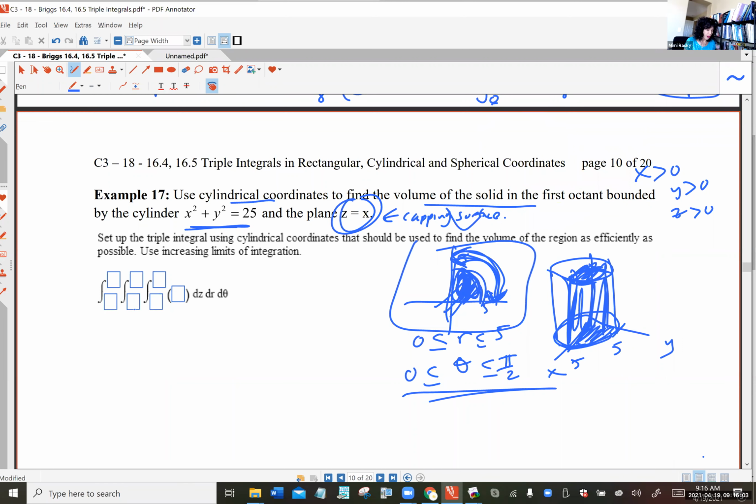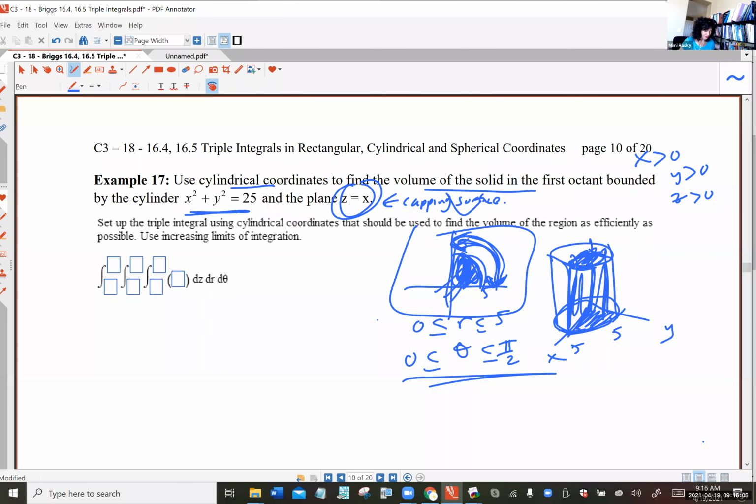So now you have all these boxes that you have to type stuff into, and they want you to use increasing limits of integration. Okay, fine. So theta, 0 to pi halves. r, 0 to 5. z, well, we know because we're bounded by the coordinate planes, the lowest that z gets is the xy plane, which has the equation z equals 0. Now, the highest z gets is x, but you don't want to put an x there.